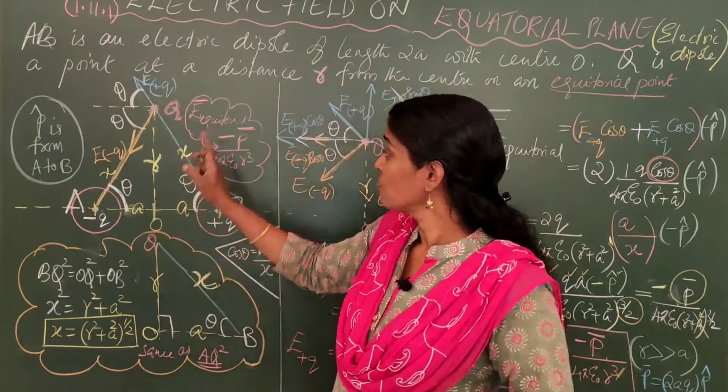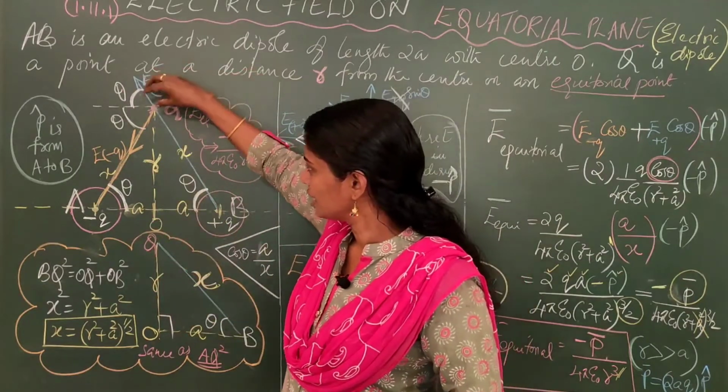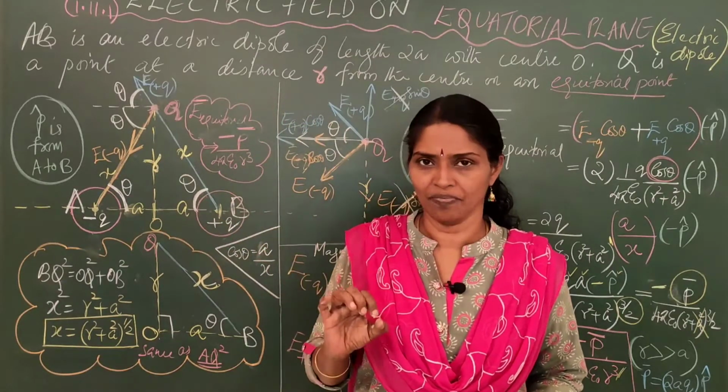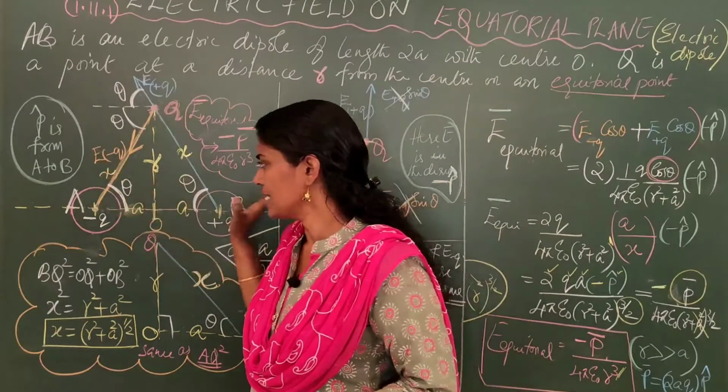Now the question is, find what is E equatorial. What is the electric field at the point Q? And this is the answer we are going to derive. Let us see how you can do it. Very simple. Hope this figure is very clear.